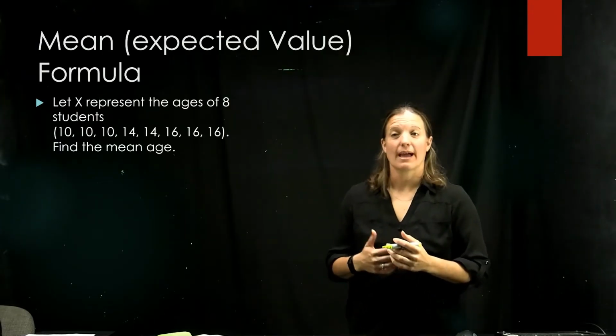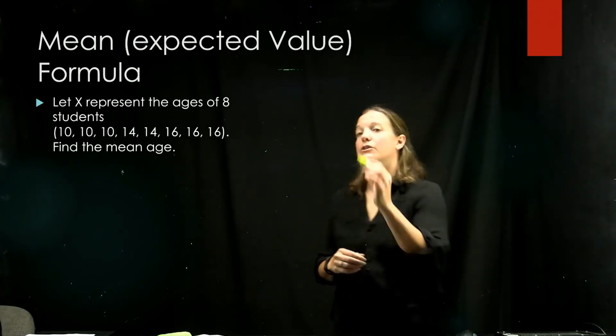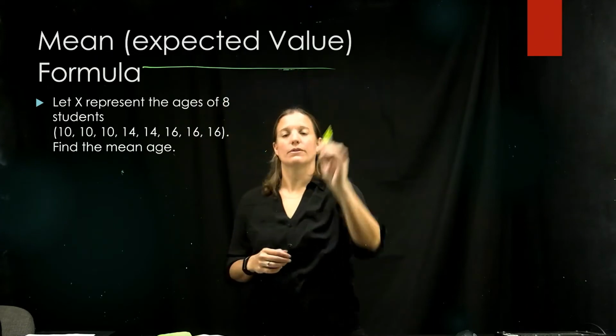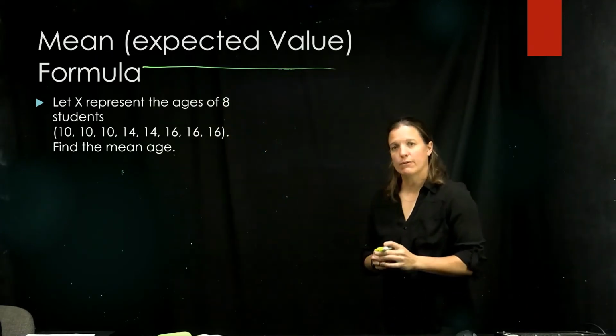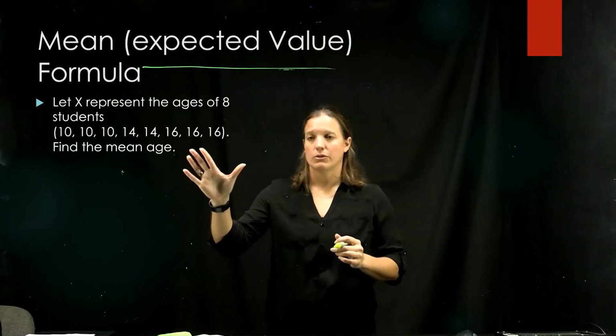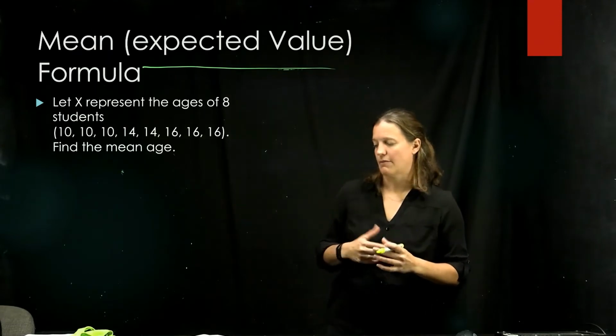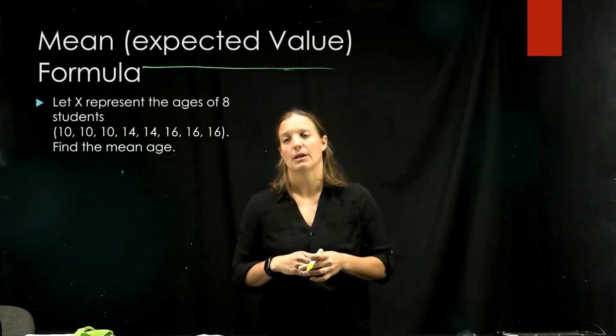Now we're going to take a look at how we can find the mean from a probability distribution. So the mean is often also called the expected value. So if you happen to see the phrase expected value, it is referring to the mean. Now I'm going to do kind of a side example here first, so that way when we get to the formula, we can maybe have a better understanding of where the parts of the formula are coming from.